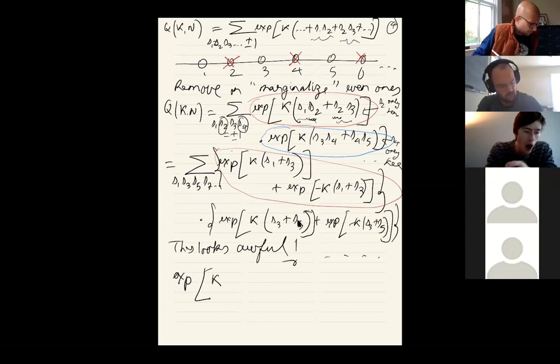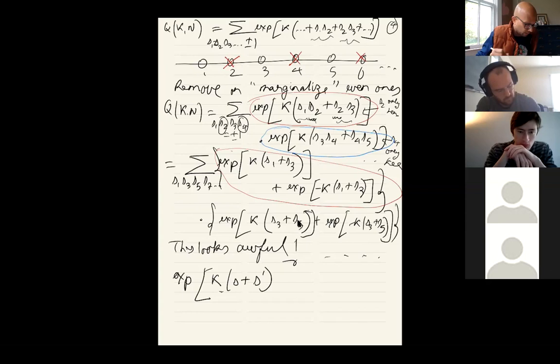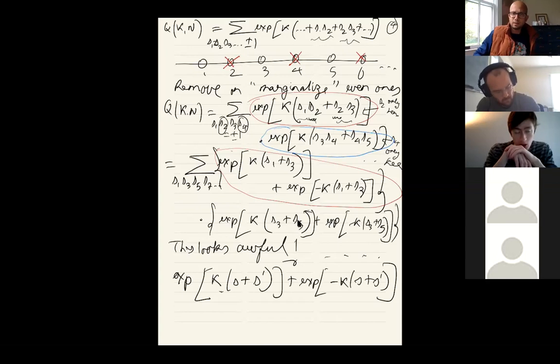The terms that show up are of this form. They are of the form exp of k multiplied by s plus s prime, and this is not a function, this is multiplication, plus exp of minus k multiplied by s plus s prime, right? That's the general form, where s and s prime could be s1 and s3, s and s prime could be s3 plus s5.